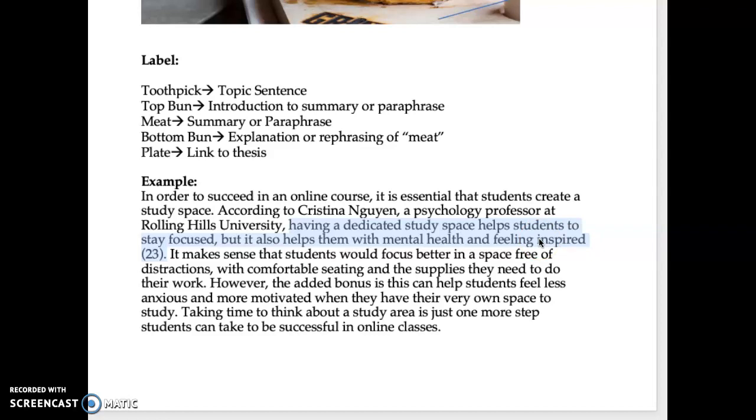Having a dedicated study space helps students to stay focused, but it also helps them with mental health and feeling inspired. Interesting. So then we follow that up with the explanation of the meat, or the rephrasing of the meat. That is here. It makes sense that students would focus better in a space free of distractions with comfortable seating and the supplies they need to do their work. However, the added bonus is this can help students feel less anxious and more motivated when they have their very own space to study.